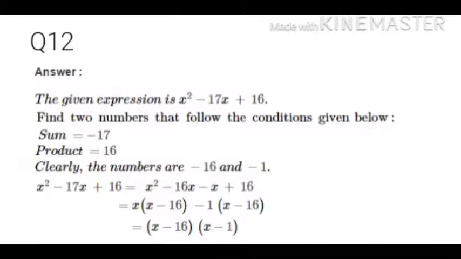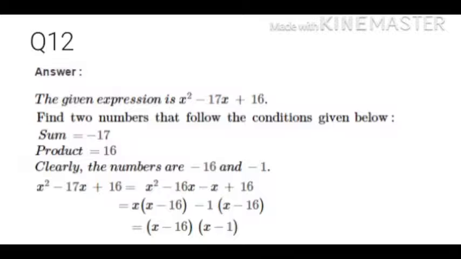Now the next question, number 12. The question is x square minus 17x plus 16. Find two numbers that follow the condition given below. The sum is equal to minus 17 and the product is 16. Again we take out the factors of 16, and from the factors, the numbers are minus 16 and minus 1.